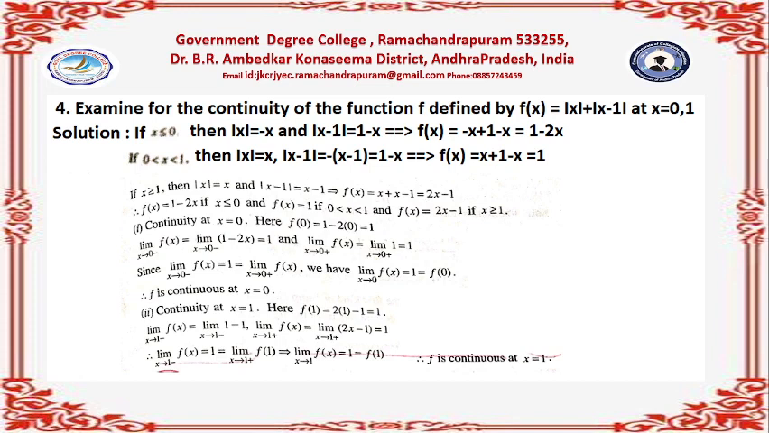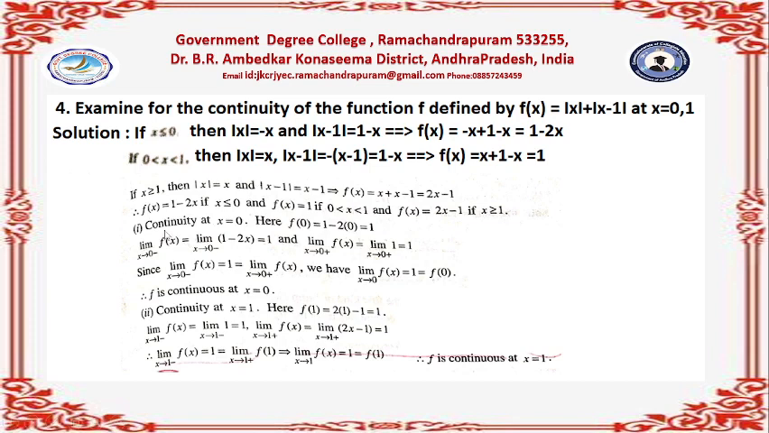Therefore f of x is equal to what? That is 1 minus 2x if x is less than or equal to 0, and f of x is equal to 1 if x lies between 0 and 1, and f of x becomes 2x minus 1 if x is greater than or equal to 1. So now we are going to check the continuity at 2 points, namely at x is equal to 0 and at x is equal to 1.